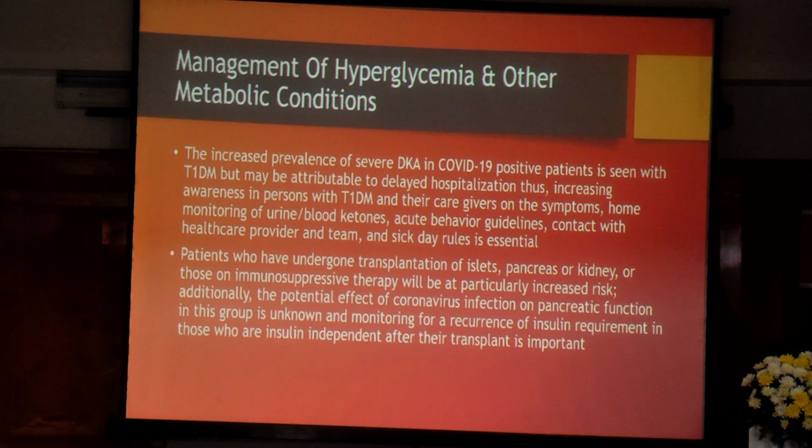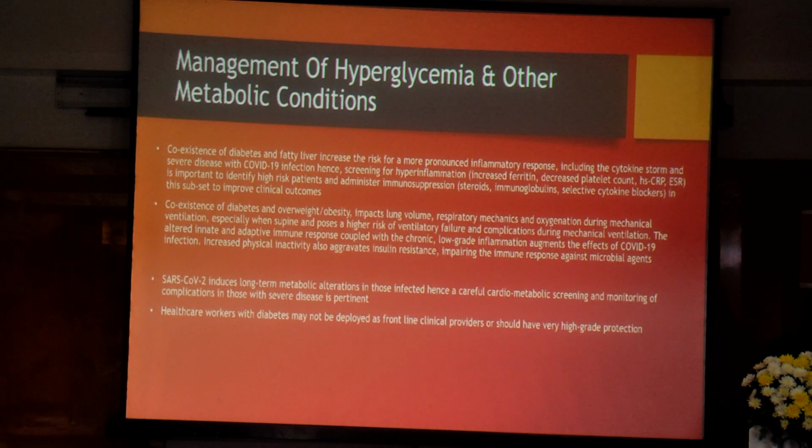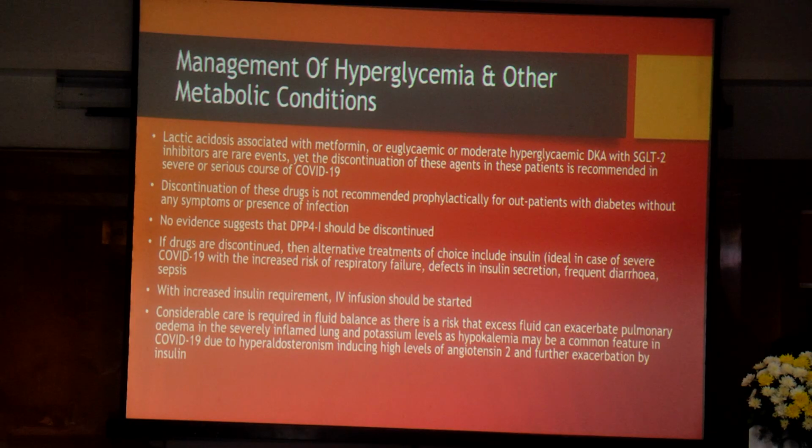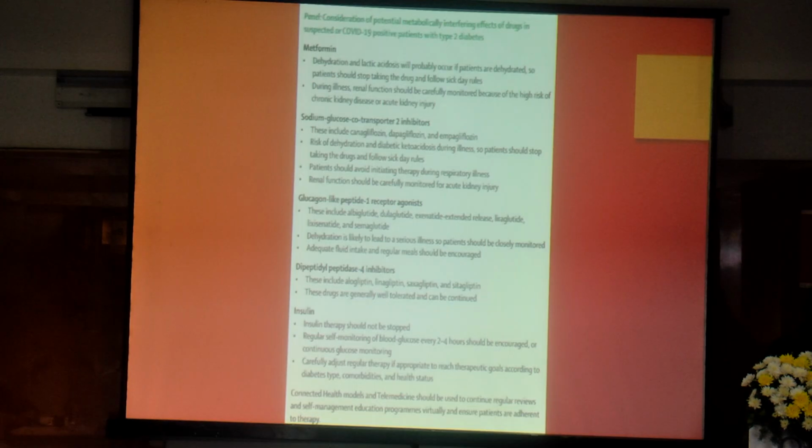The signs and symptoms of severe illness should be well taught to the patients and their caregivers, so that there is no delay in seeking care and hospitalization. Other metabolic conditions have to be well controlled. Metformin is best avoided in these settings, and SGLT2 inhibitors as well. There is no evidence that DPP4 inhibitors should be discontinued, so they can be continued. The risk of hypoglycemia is always present, and hence there has to be discretion in using the sulfonylureas and meglitinides.